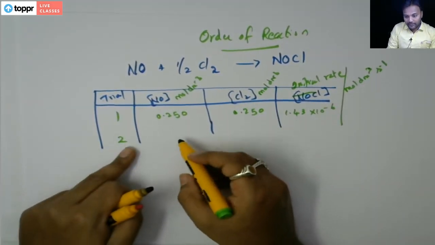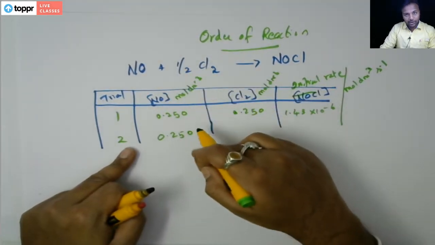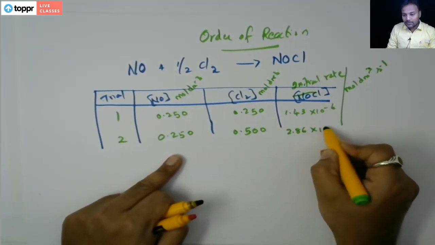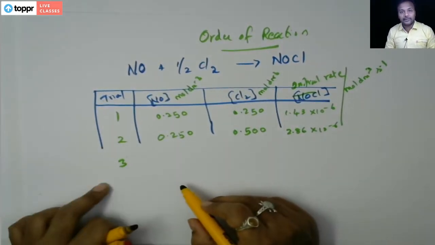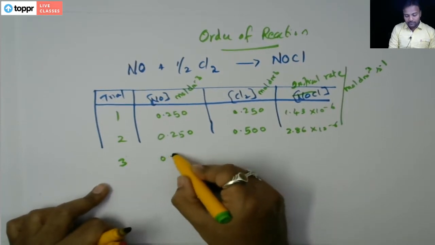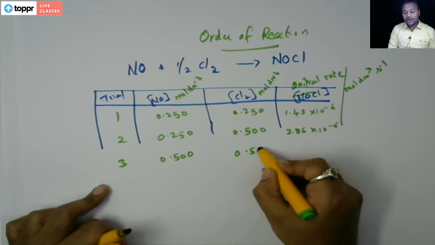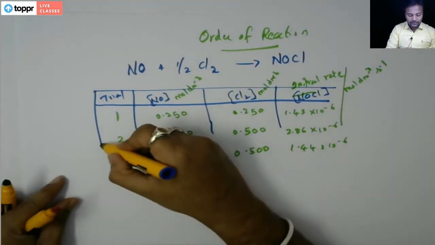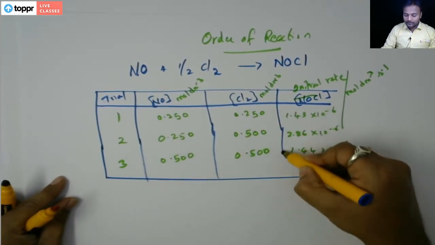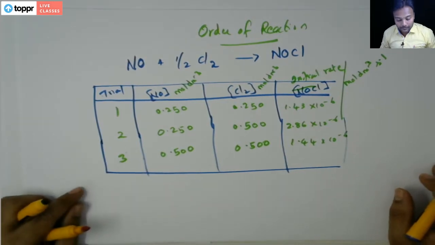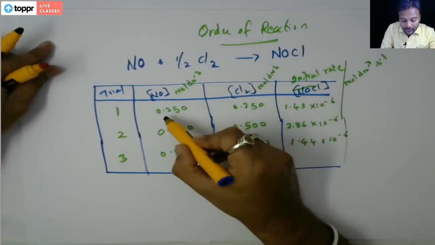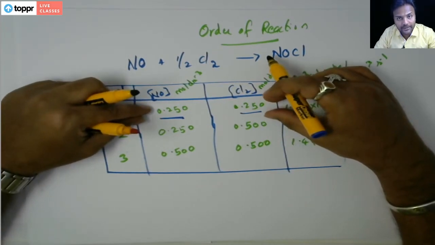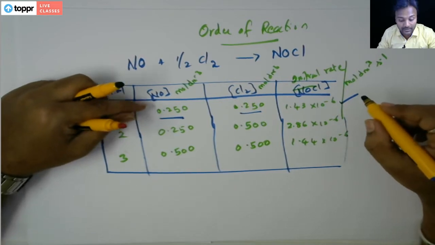In the second trial, the concentration of nitric oxide is kept constant but the chlorine is doubled. The third experiment, I have doubled the concentration of nitric oxide, and here I kept it constant. Now what I'm seeing here is 1.44 into 10 raised to -6. So I have given you the 3 trials here. What can you predict here? Look at the first experiment, where the concentration of nitric oxide and the concentration of chlorine are taken as 0.25 mole per cubic decimeter, and the rate of the reaction is found to be 1.43 into 10 raised to -6.